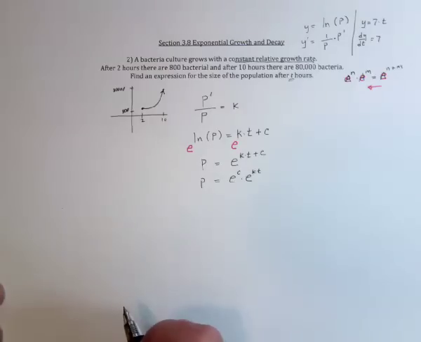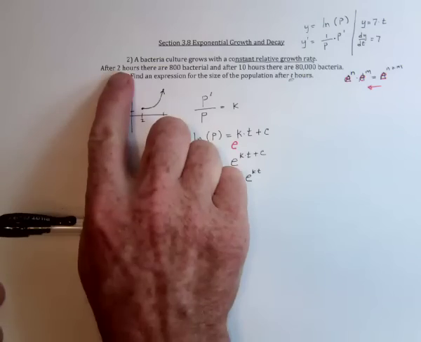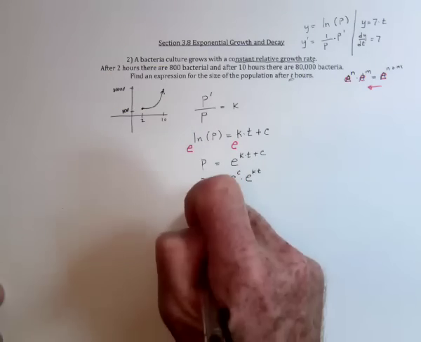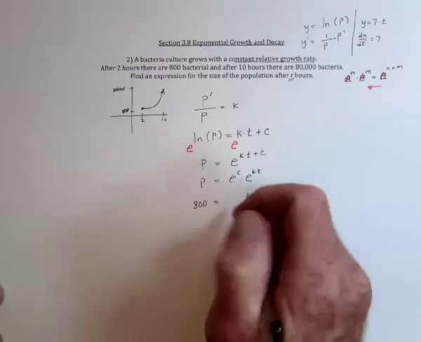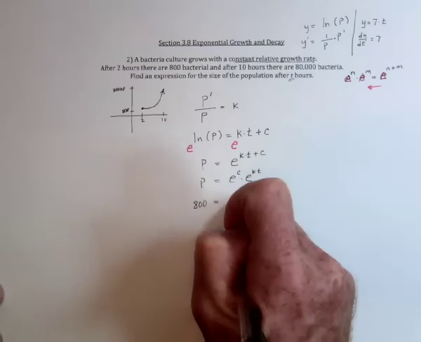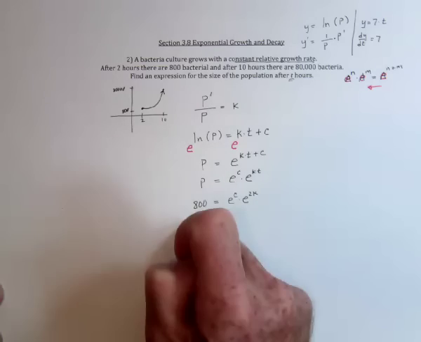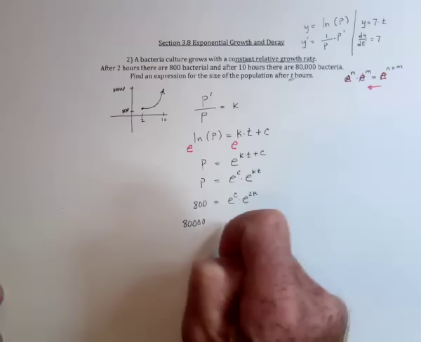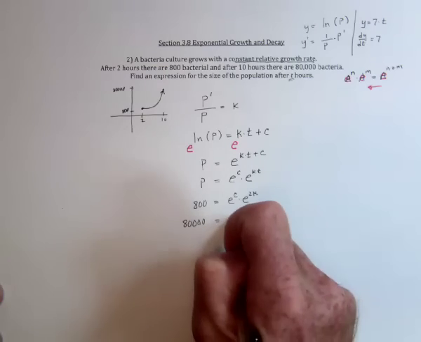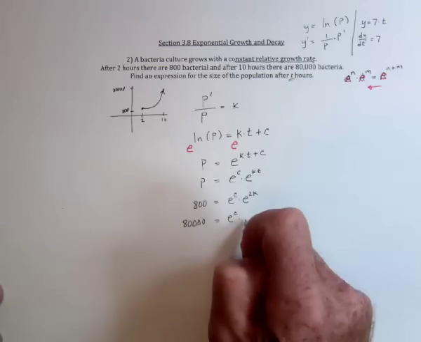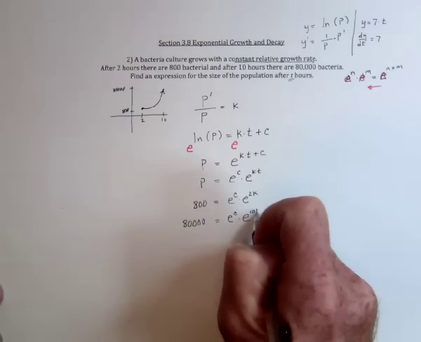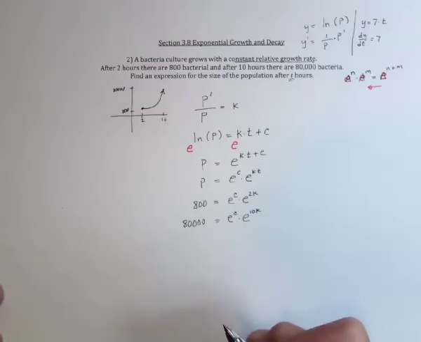Great. Now all we have to do is find out what is c and what is k by plugging in actual numbers. So there were 800 bacteria after 2 hours, so that's the time. And there were 80,000 bacteria, and that was after 10 hours. And now I've got two equations with two variables.